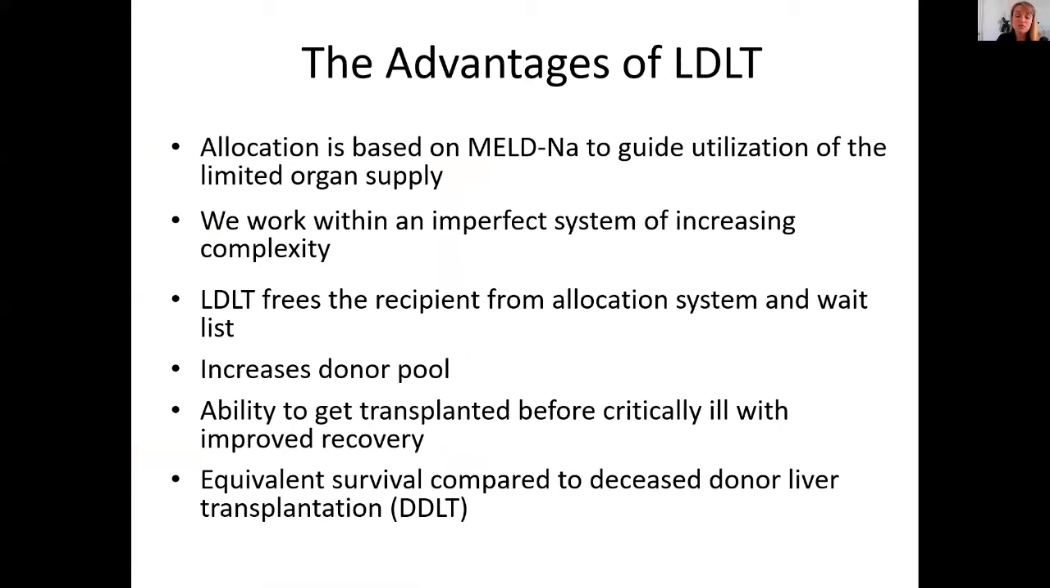The advantages: allocation is based on MELD sodium to guide utilization of a limited organ supply. We work within an imperfect system of increasing complexity when it comes to allocation and distribution of organs. Living donor liver transplant frees the recipient from the allocation system and the wait list. It increases the donor pool overall. You have the ability to get transplanted before you're critically ill with improved recovery, and you have equivalent survival.